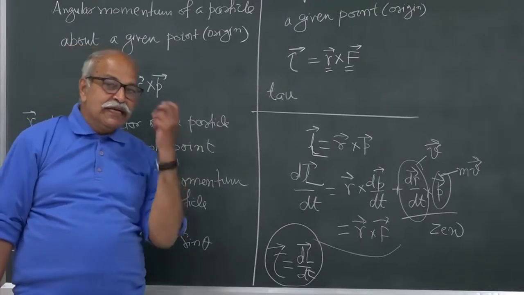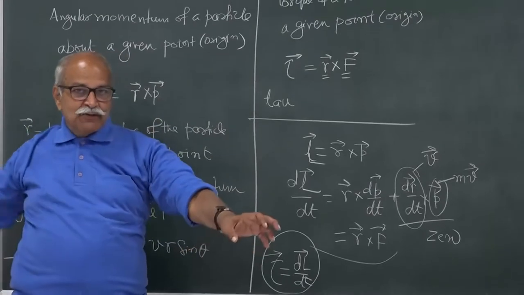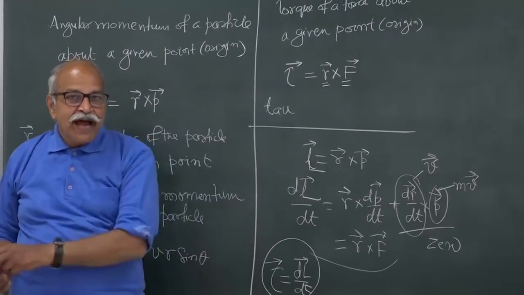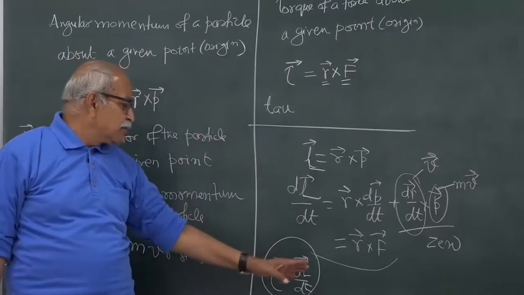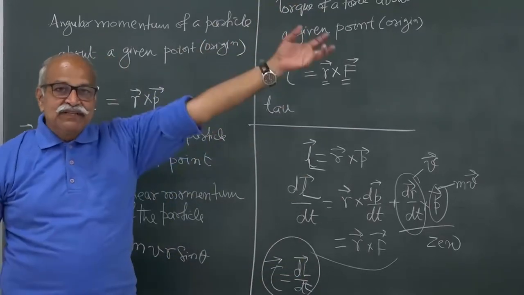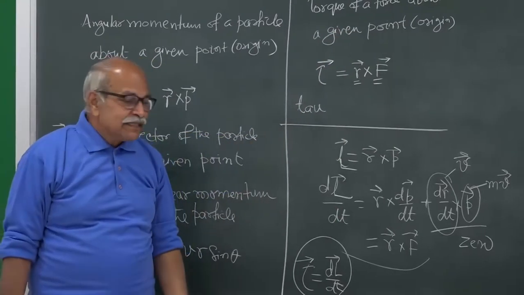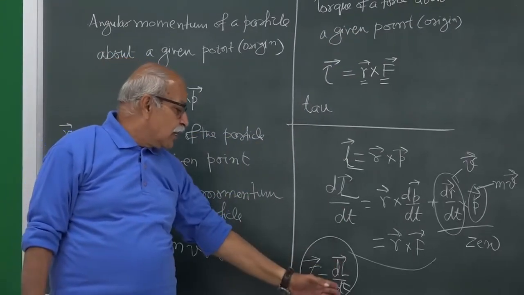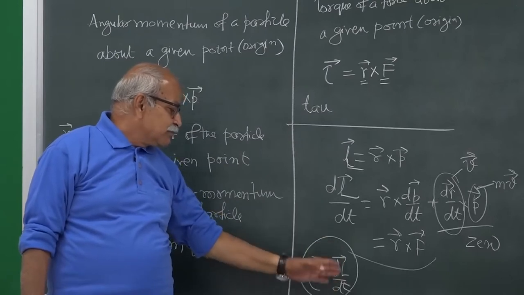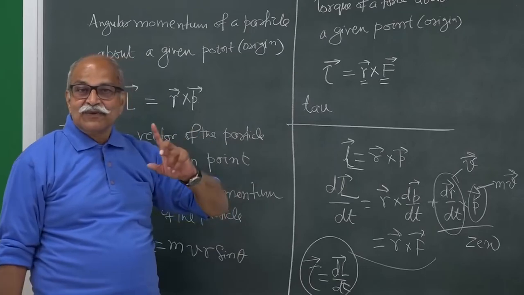If you have a single particle, some force F is acting on it, you have chosen an origin, and from that origin you are calculating angular momentum as a function of time. The particle is moving here, there, there. So, the position vector is changing, speed is changing, the direction of the velocity may be changing. Calculate how much this dL/dt is, that must be equal to that R cross F, which is torque. So, we will take from here.